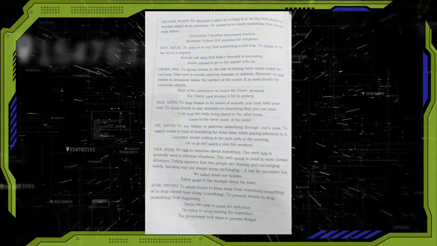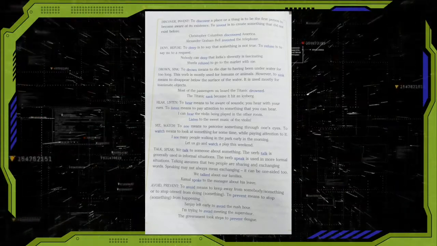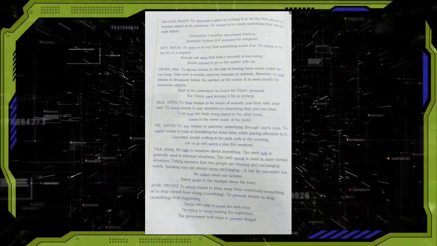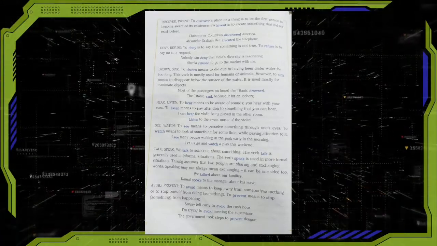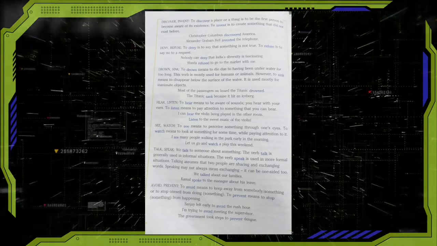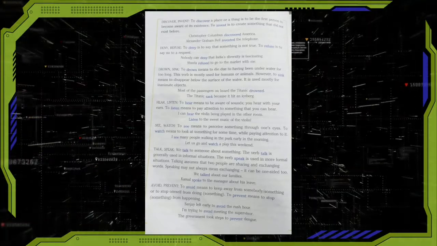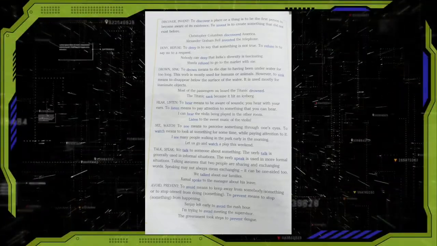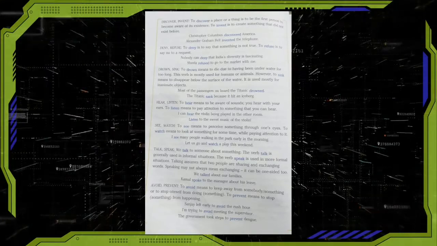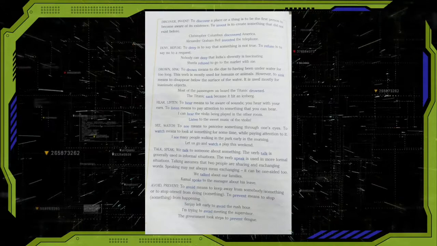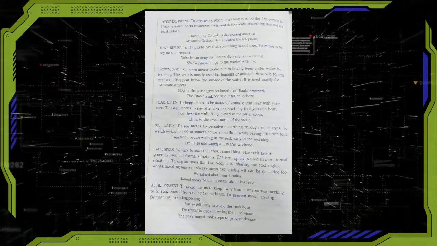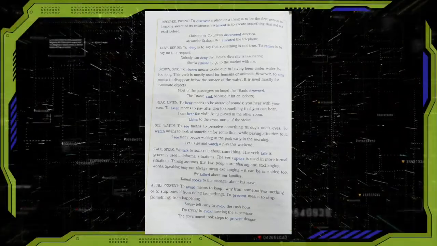The Titanic sank because it hit an iceberg. Next word, hear, listen. To hear means to be aware of sounds. You hear with your ears. To listen means to pay attention to something that you can hear. Look at this example. I can hear the violin being played in the other room. Listen to the sweet music of the violin.